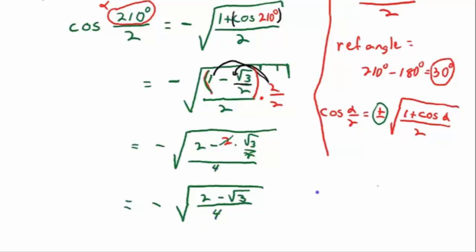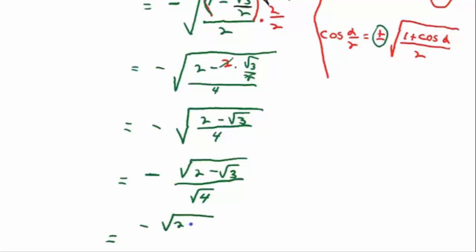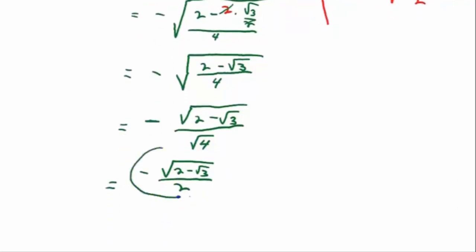Now, the radical splits up over division. Not over subtraction, but over division. So we can split this up even further as the square root of 2 minus root 3 all over the square root of 4. And of course the square root of 4 is 2. So we have finally the opposite of the square root of 2 minus root 3 all over 2 as our final answer.